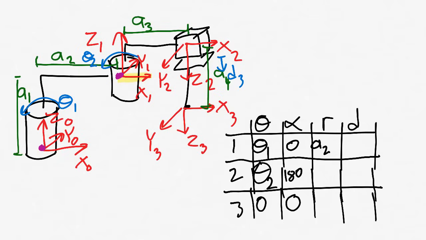Let's look at r for the second row. Here, we're going to look at the distance between the center of frame 1 and the center of frame 2 in the x2 direction. The distance between the center of frame 1 and the center of frame 2 in the x2 direction is a3.